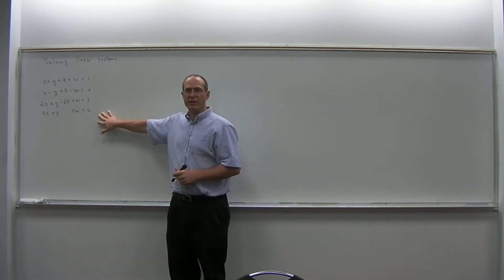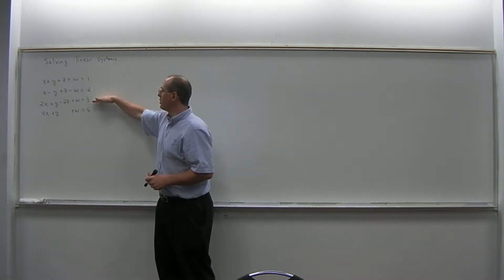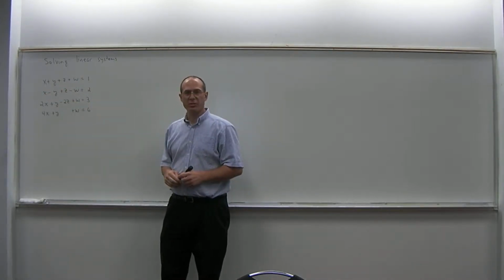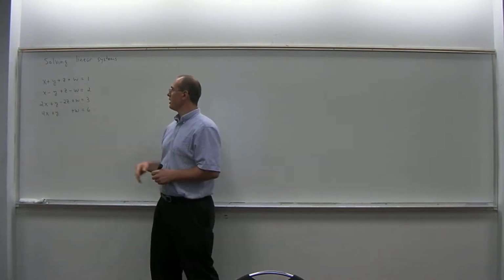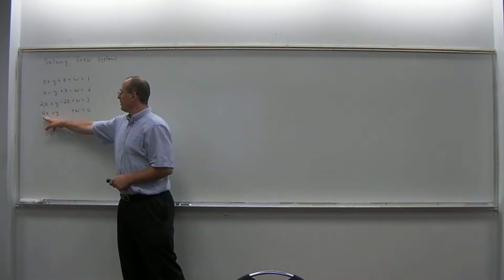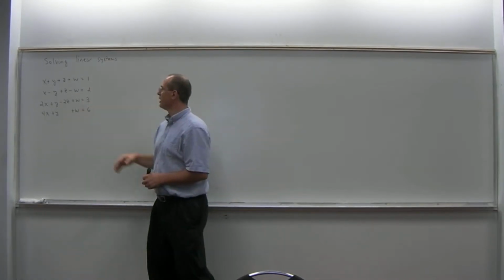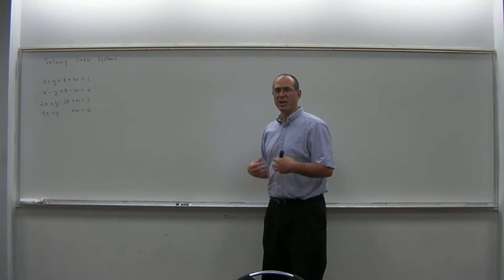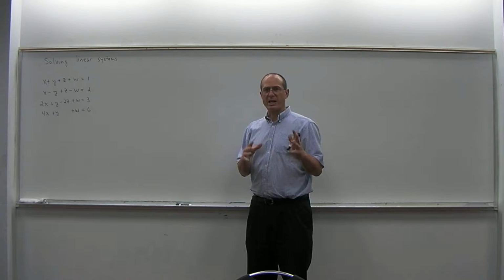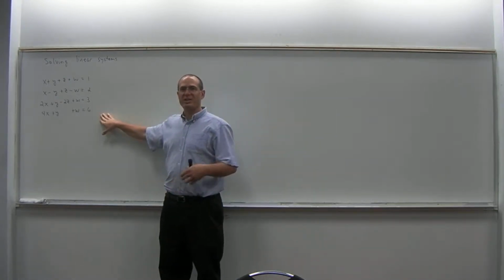I have on the board here a 4x4 linear system. I have 4 equations in 4 variables, x, y, z, and w. And each of the equations is linear because the variables appear with a coefficient and to the first power. So 4 linear equations in 4 variables. I would like to solve the system, which means I would like to find values for x, y, z, and w which satisfy all 4 equations simultaneously.